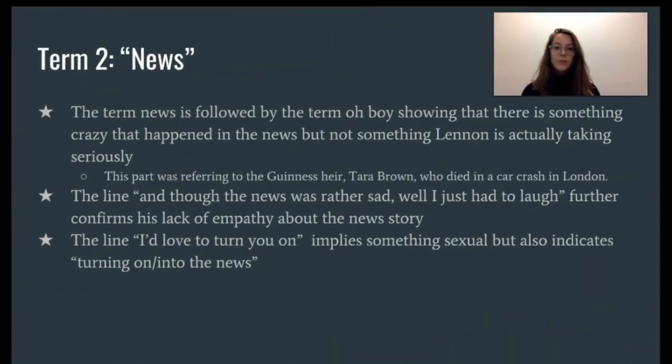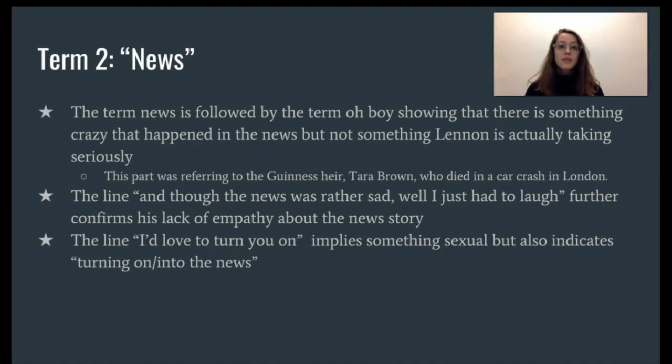One term that I found multiple times in the song is news. The first phrase that I found following news is, "Oh boy." It shows that something chaotic has happened, but not something that Lennon is actually taking seriously or not dwelling on. This part of the song is referring to the Guinness heir Tara Brown, who died in a car crash in London and was a friend to John and Paul.